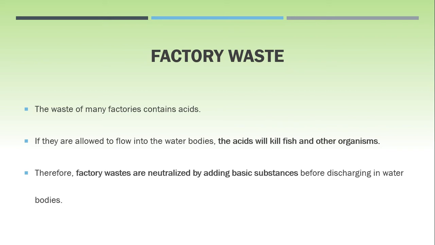What is factory waste? The waste produced by factories. Now this waste contains various chemicals, and these chemicals can be dangerous too. That means, as we know, chemicals can also contain acid, and this acid can be dangerous too. Now what if we directly dump these chemicals or chemical waste into the water bodies? What will happen? We know acids are very dangerous, chemicals are very dangerous. It will kill the fish and other living organisms.